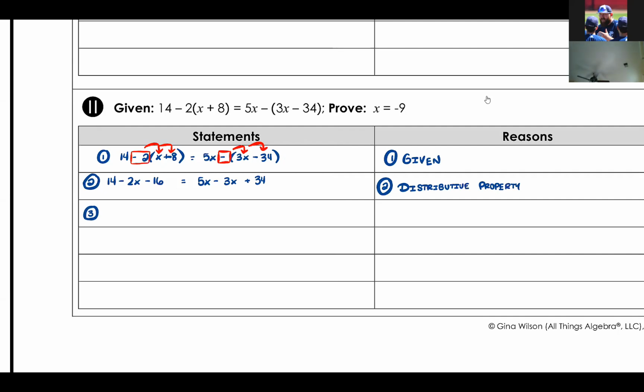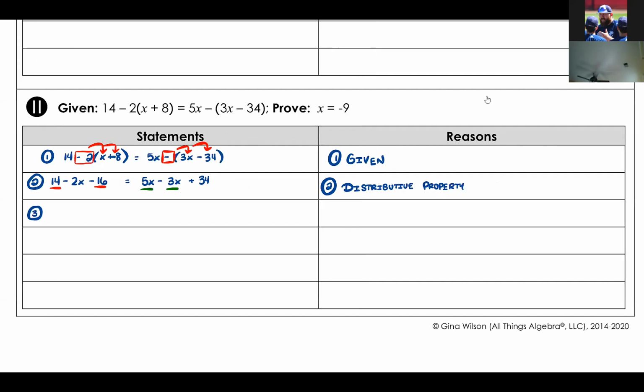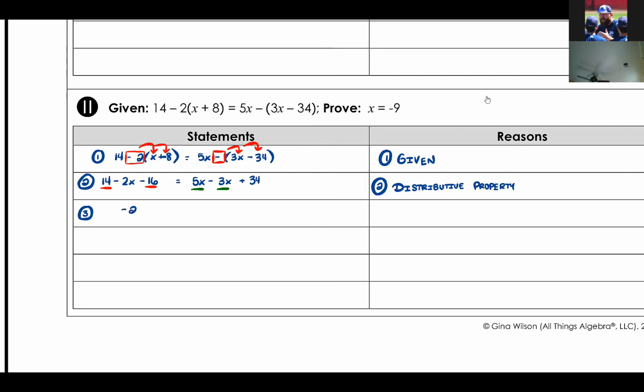All right, what do y'all want to do next? Yeah, combine like terms. We want to clean up our left side and our right side. So it looks like we've got a couple of constants on the left and a couple of linear expressions on the right. So when I clean that up, I get -2x minus 2. 14 minus 16 is -2. Equals 2x plus 34. And like she said in the back, we're going with a big old CLT sandwich. Combined like terms.